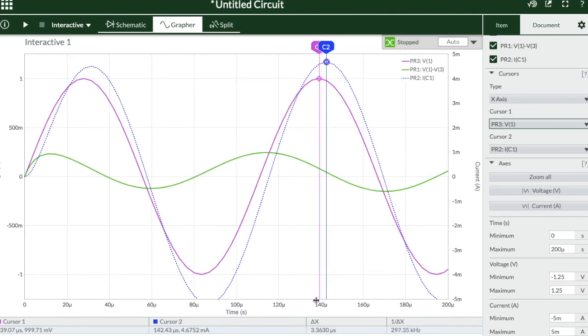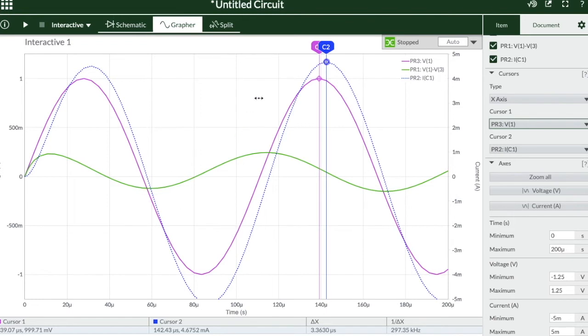The x positions of the two cursors will give us the time corresponding to the peak of Vs and the peak of current in the circuit. Difference in these two in terms of time is shown here as delta x. C1 minus C2 is plus 3.3630 microseconds, which tells us that the Vs is leading the current by the time 3.363 microseconds. So how much is this difference in terms of angle? Let us see how to calculate that.